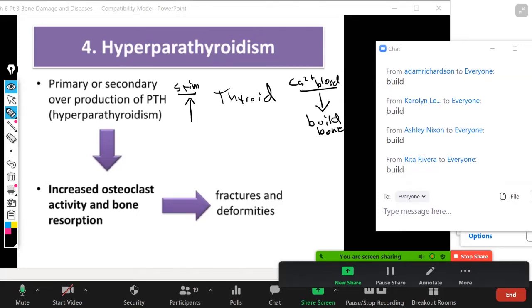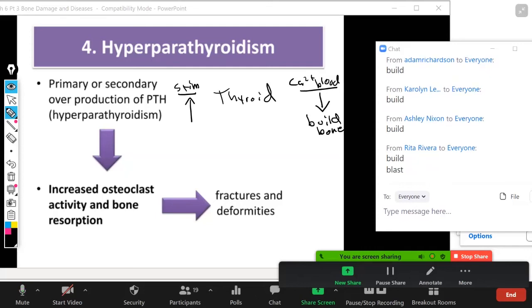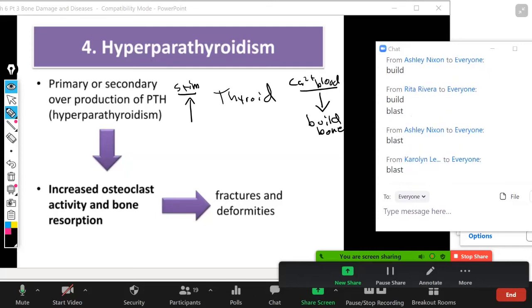So the thyroid generally is going to stimulate the building of bone. Which cells would that be? Blasts. Good, guys. Excellent. So they will stimulate the osteoblasts. So if you have hyperthyroidism, that can sometimes cause overstimulation of the osteoblasts and cause problems.